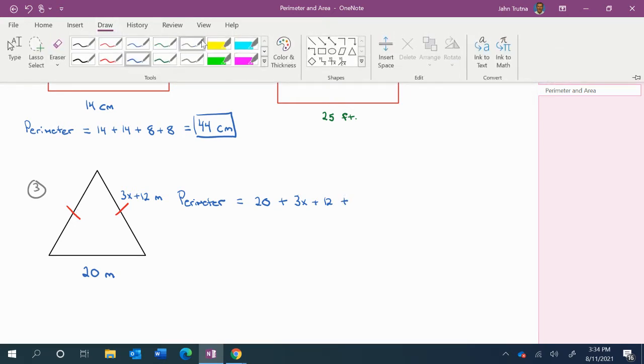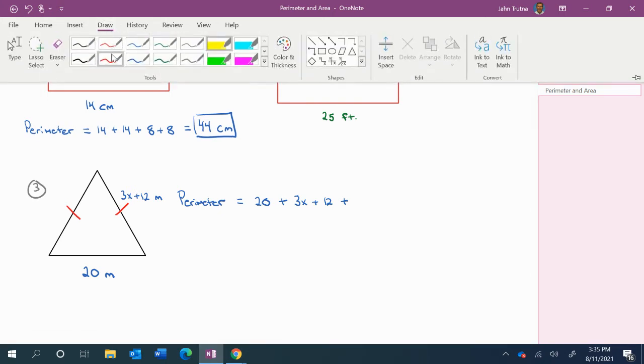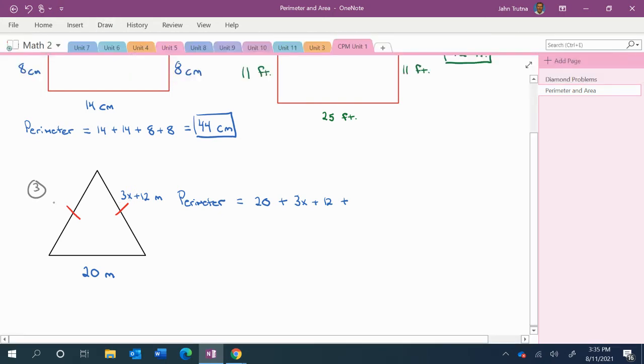And if you're not sure what the left side is, these tick marks right here in red are giving you a clue as to how long the left side is. If you don't know what these tick marks signify in a problem, what they are telling you is that those two sides that have the tick marks are the same length as each other. So that means if the right side is 3x plus 12, the left side has to be 3x plus 12 meters as well.